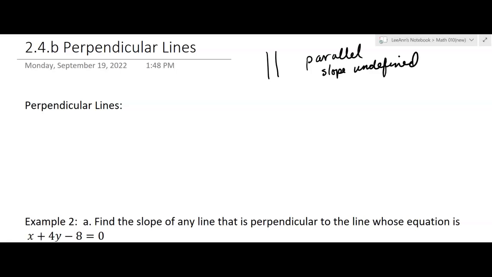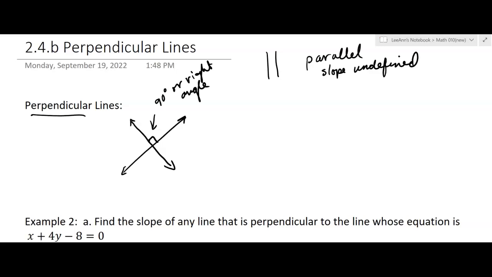So perpendicular lines, you have a line, and then you have a line that intersects it. But not just any way. They have to intersect at right angles. So the little square indicates that that's a 90-degree or right angle. And when that happens, those lines are said to be perpendicular. Okay? So you're going to have one slope being positive and one slope being negative, unless there's a zero slope.